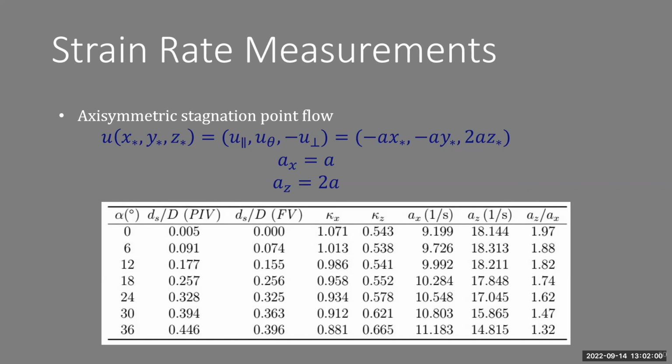As we progress with increased angles of incidence, we see that that ratio is decreasing. And we suspect that with a decrease in this ratio, the flow field is transitioning from an axisymmetric stagnation point flow to one that is elliptically asymmetric.